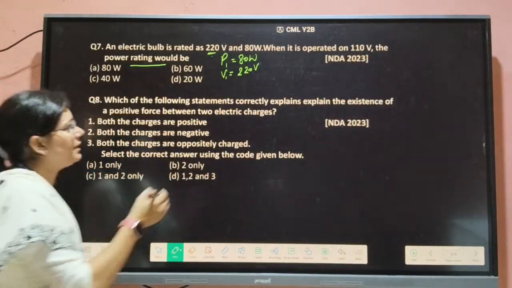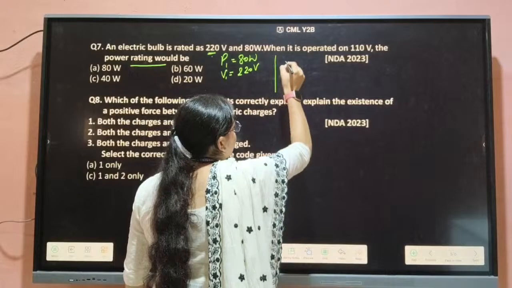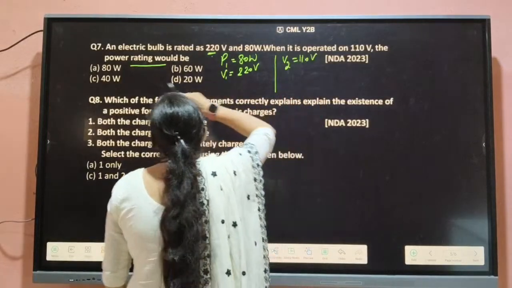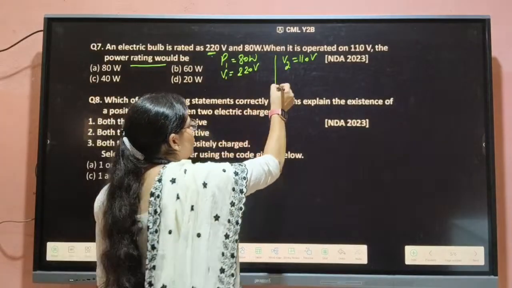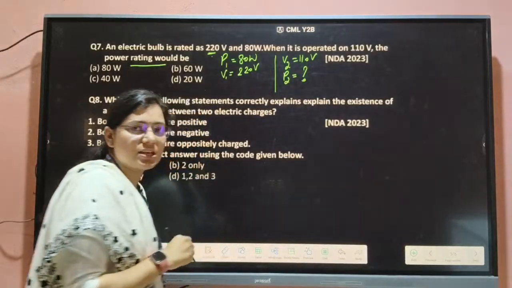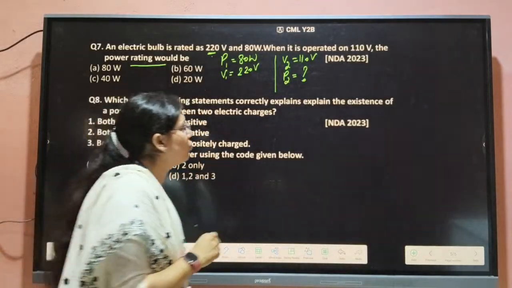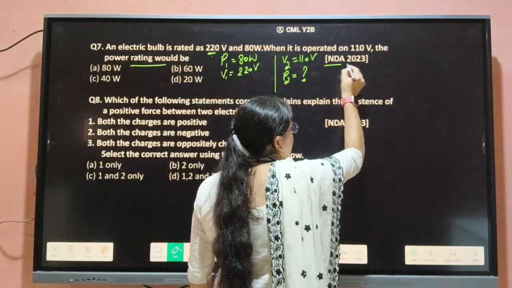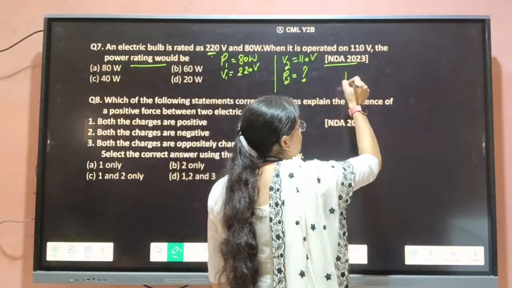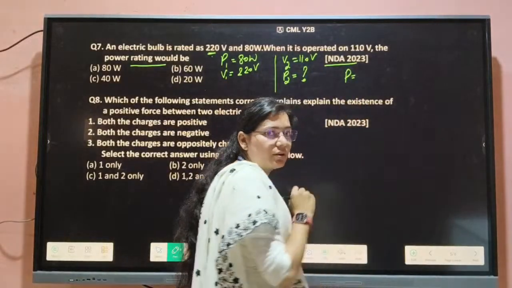When it is operated on this one, then here we can write V2 equal to 110 volt, then what will the power P2 be? We have to find it out. Clear? If voltage is given and power is given, then we should know the relation between them. Also, previous year question, beta, of 2023.